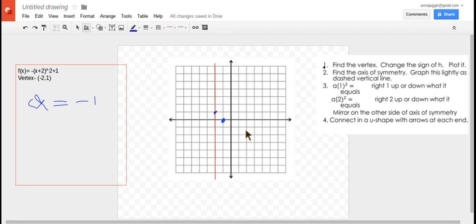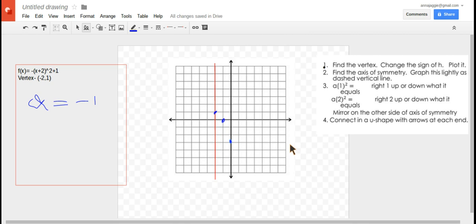And then for our next point, it's a times 2 squared. So it's going to be -1 times 2 squared. So we square the 2, which comes out to 4. Then we multiply times -1, which is -4. So it's going to be over 2, down 4. 1, 2, 3, 4. And you should always do your points based off of your vertex, not the point before.